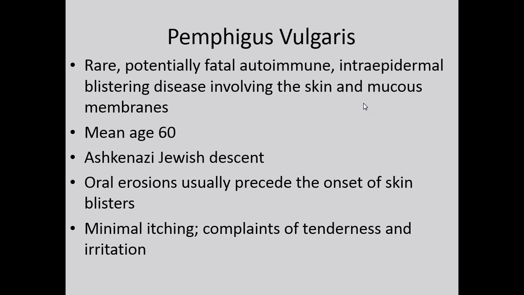Average age of this is about 60. There is a predisposition to Ashkenazi Jewish descent individuals. Sometimes we can see oral erosions before the actual skin blisters and vesicles actually form. Another difference in presentation with this and dermatitis herpetiformis is the minimal itching. There's not that itching or pruritic characteristics of this that we actually see with dermatitis herpetiformis.